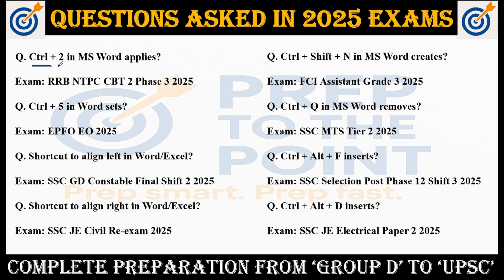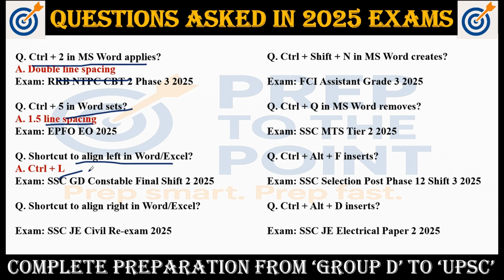Control plus 2 in MS Word applies double line spacing. Control plus 5 in Word sets 1.5 line spacing. Shortcut to align left in Word or Excel. Control plus L. Control plus L means left align. Shortcut to align right in Word or Excel. Control plus R. Right align. L for left align and R for right align.